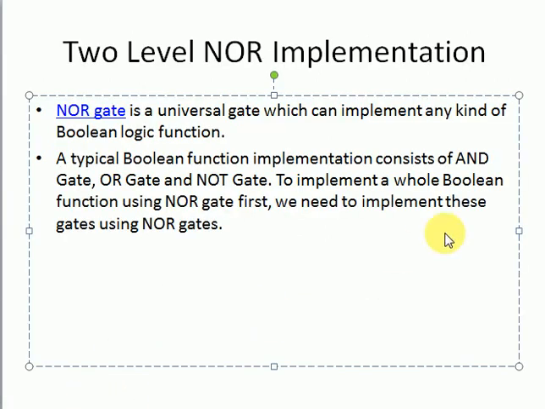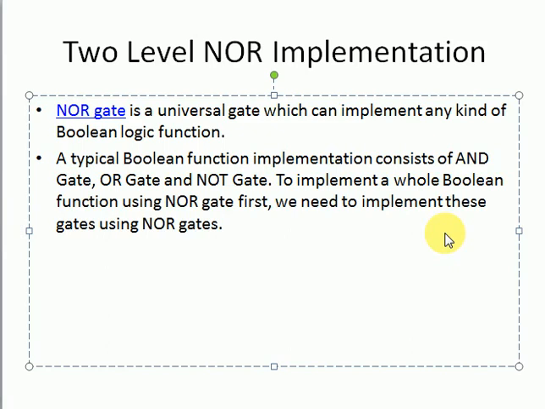Now we will discuss the two-level NOR implementation. The two-level NOR implementation is the same as that of the NAND gate, so we will do all the steps that we have done before in the NAND implementation. First of all, the NOR gate is a universal gate because any kind of Boolean expression can be implemented by using only NOR gates.